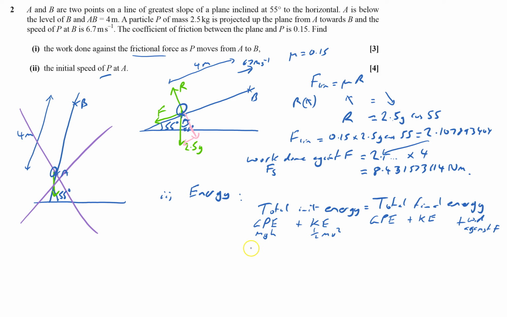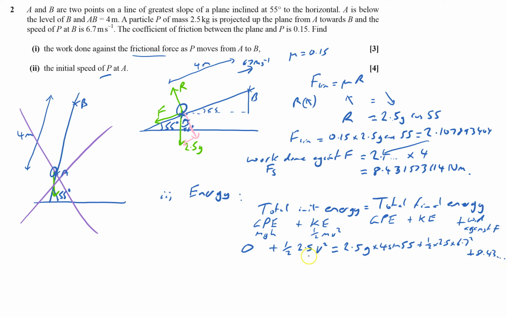So gravitational potential energy, we're going to take the start to be 0. That's our basic height here. And then we've got plus a half times m, which is 2.5, times v squared. That's what I want to find. And that equals our final bit. Our final gravitational potential energy will be m, which is 2.5, times g, times this bit here. If I draw a line across there, that's 55, and that's obviously 55 as well, so this will be 4 sine 55. Then plus half mv squared, half times 2.5 times v squared, which is 6.7 squared. And then plus the work done against friction, which I just worked out, 8.43, etc.